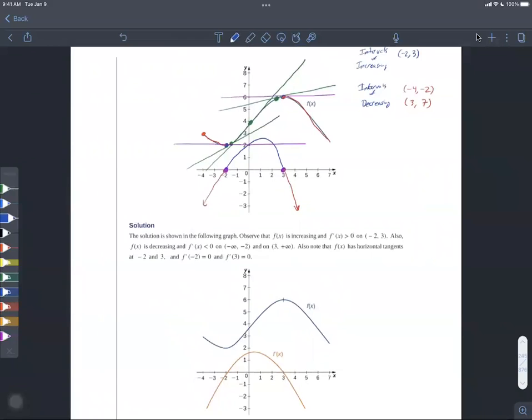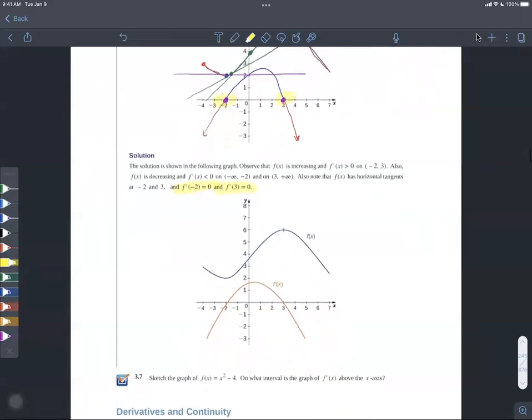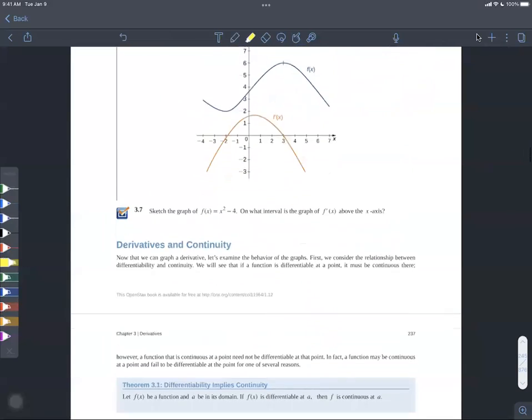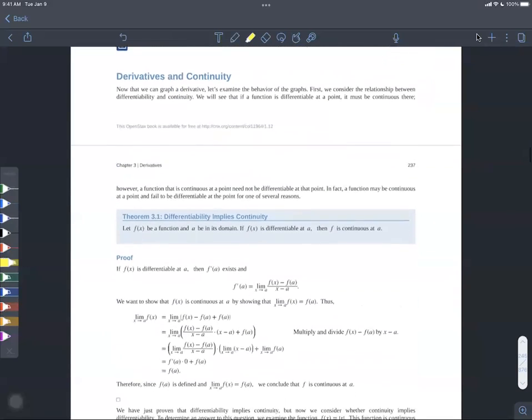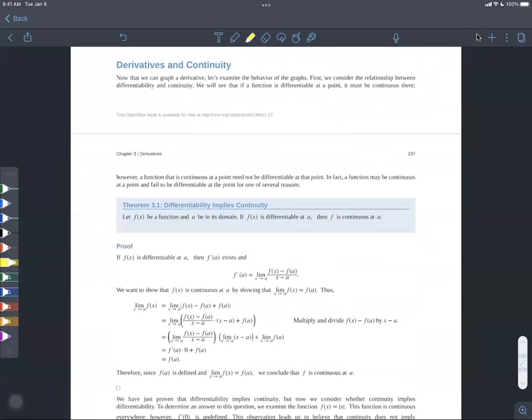Also note that f of x has horizontal tangents at -2 and at 3. Yes. So the derivative function's value at -2 and 3 should be 0 at both of these locations. And that's exactly what we showed here with those purple dots. Okay, cool. So what about derivatives and continuity? What do these two have to do with each other?